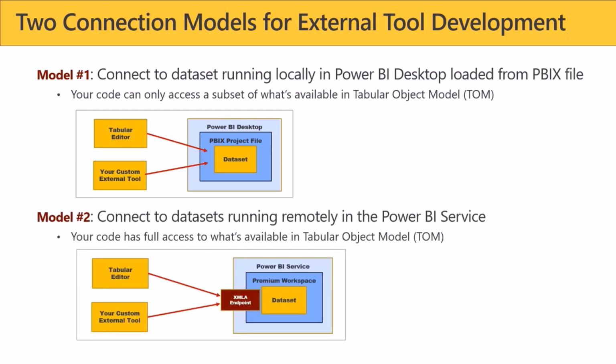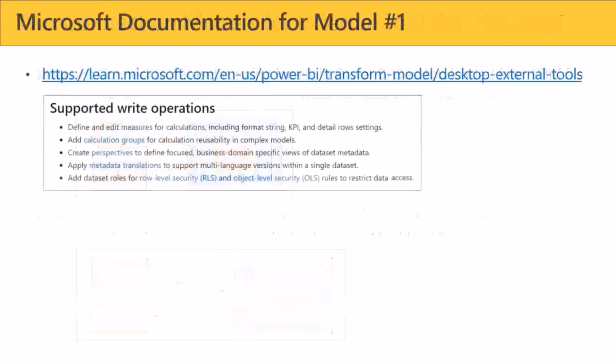Mode number 2 with the tabular object model is that you can connect to a data set running in the Power BI service and do the same kind of things. Now, if you look at the two sub-bullets under Model 1 and Model 2, Model number 1, when we talk to a data set in Power BI desktop, we don't have full access to what's in TOM. When we write code against the data set inside of a workspace, you have complete access to use everything that the tabular object model offers. So Power BI desktop does put some constraints on it.